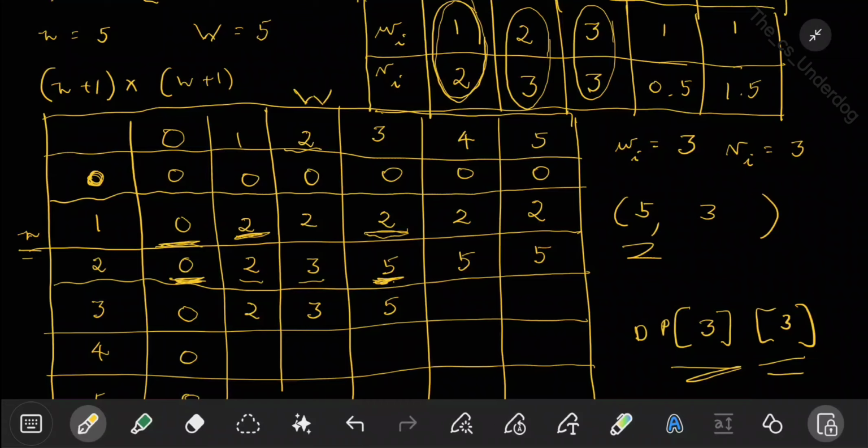What about the next entry? Again, same scenario: the value above is 5, and the value of this item plus the value contributed by the remaining capacity. So you have to move 3 blocks, 1, 2, 3. Here the value is 2. 3 plus 2 is also 5. So 5 and 5 are both equal. So the value is 5 only.